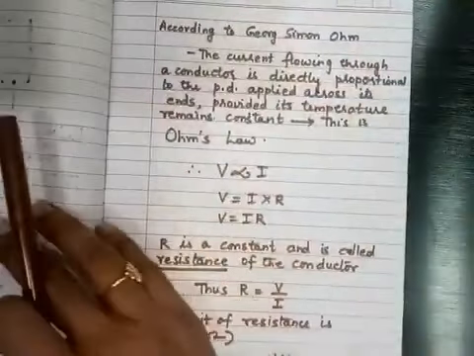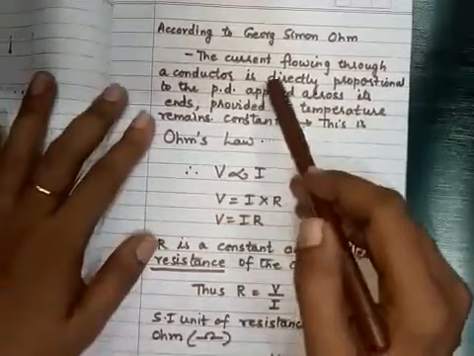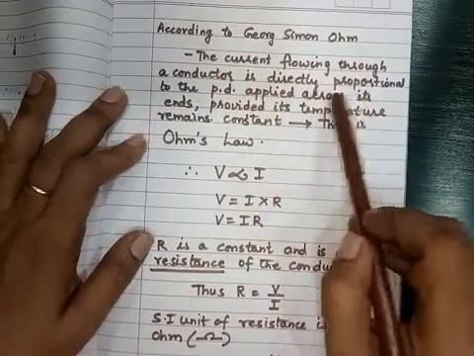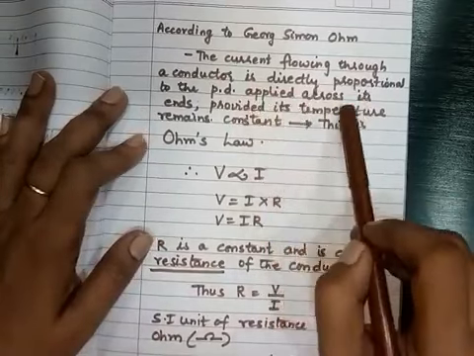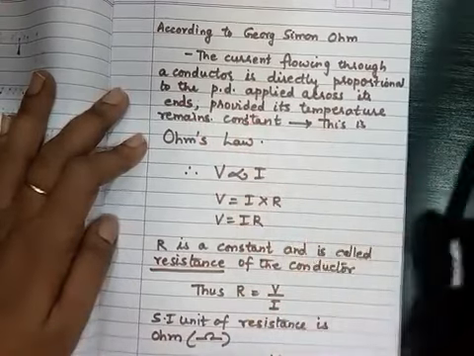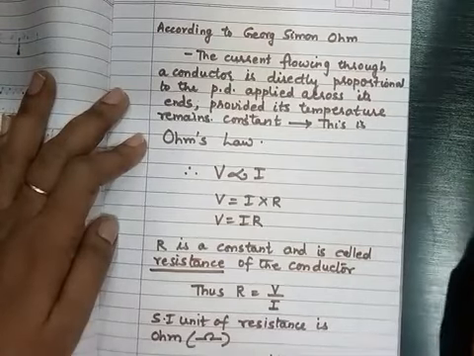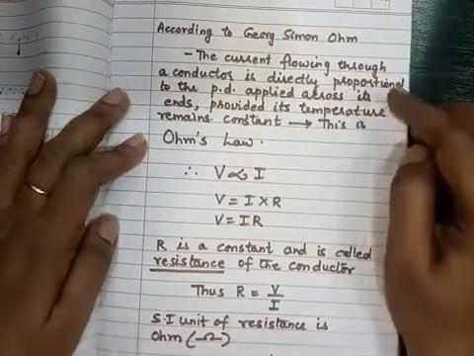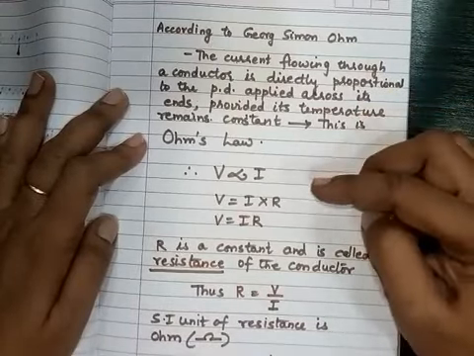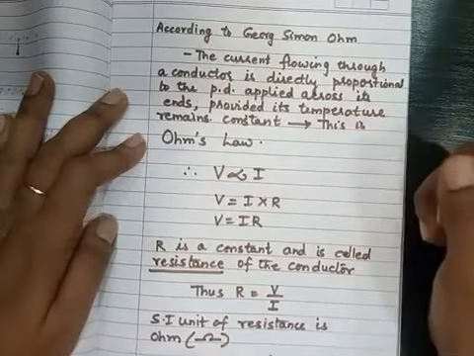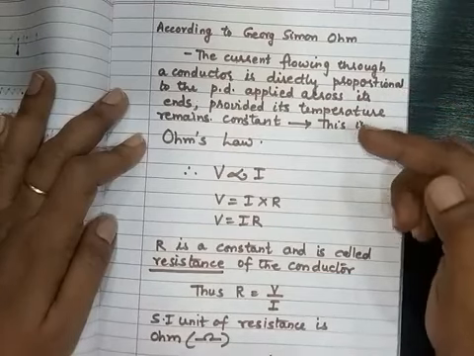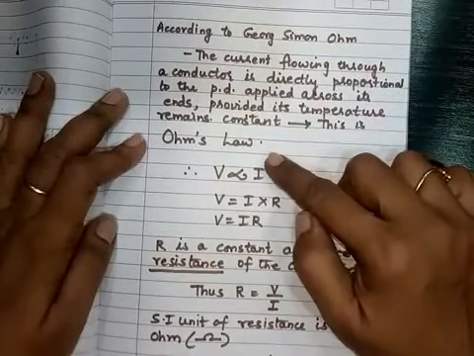Now according to George Simon Ohm, looking at these observations, he stated that the current flowing through a conductor is directly proportional to the potential difference applied across its ends, provided the temperature remains constant. So if the physical condition, that is specifically the temperature of the conductor, is going to be constant, then there is a direct proportionality between the current and the potential difference. So as we in the experimental setup keep on increasing the number of cells, we will see that the potential difference increases and proportionally current also increases, and this statement is what is called Ohm's law.